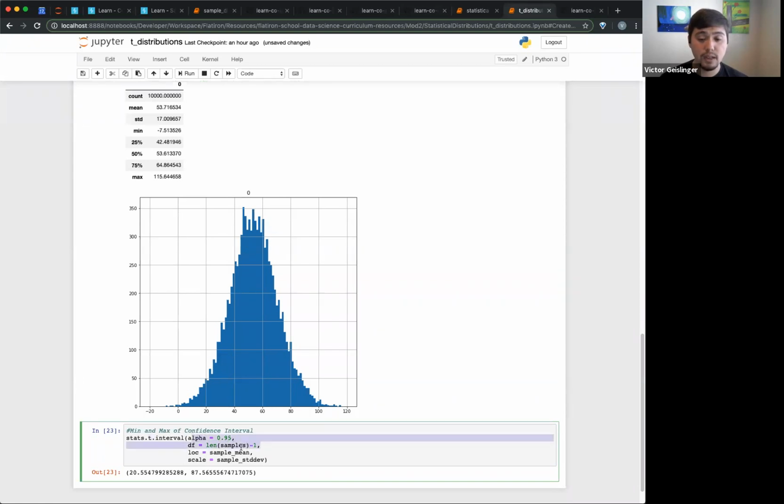So we can see here, I have just the samples minus 1, our sample mean, our sample standard deviation. And so if I run this now, you can see that it goes from 20 to 87. Basically, we would expect 90%, or if we kept repeating this again and again and again, that interval would catch the population mean within that area.